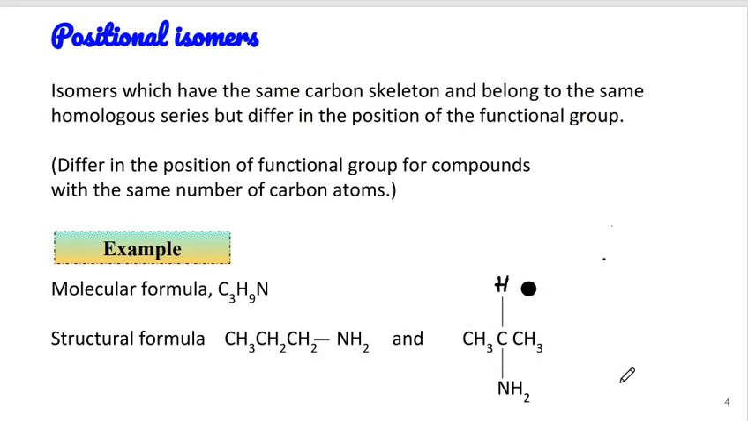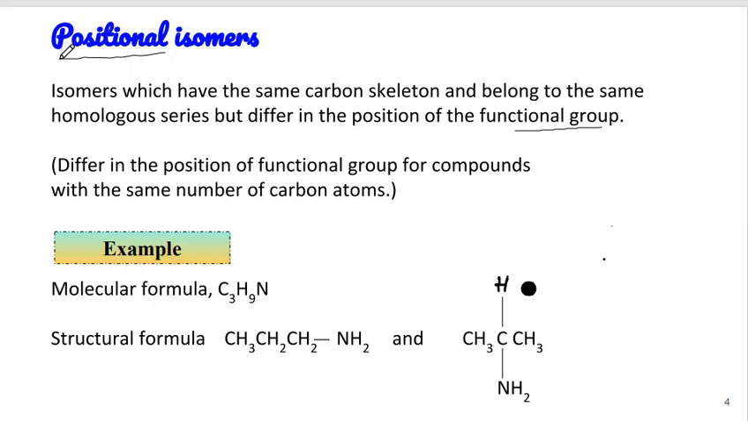Now let's have a look at positional isomer. So the keyword is position. Positional isomer means its position changes. Which position? The position of its functional group changes. So we just have a look at the complete definition.